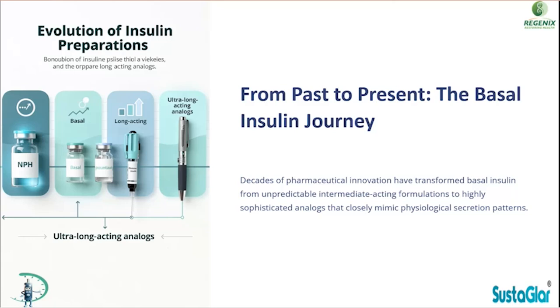Then we have the ultra long-acting basal insulin analogs, the second generation of basal insulin, with a peakless action and a flat profile, where the incidence of hypoglycemic events is significantly less. These second-generation basal insulins can closely mimic the physiological secretion patterns.